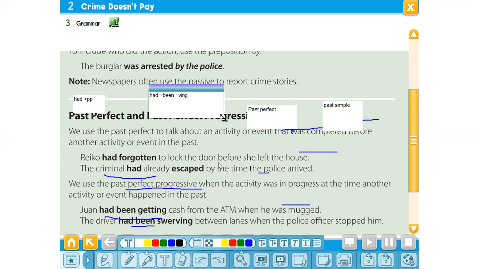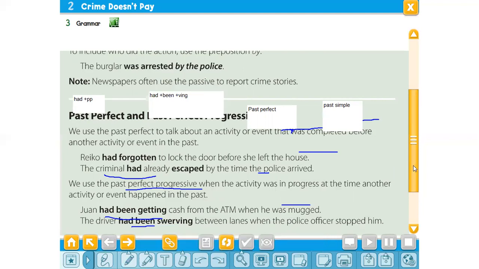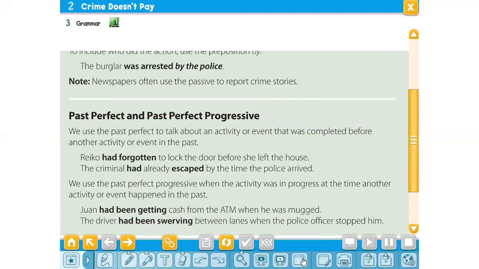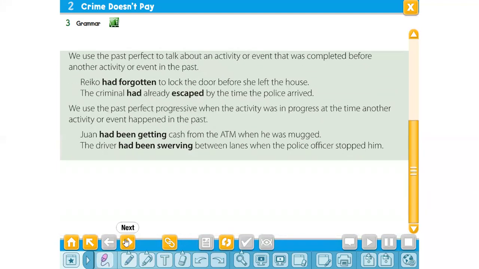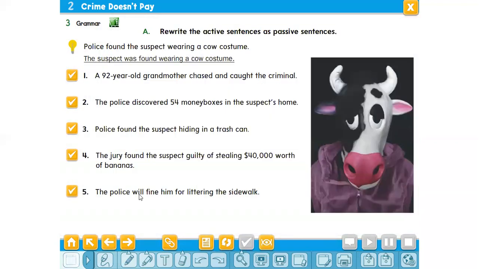Clear now? Any question? Okay. We will clean the board now, and we will answer the exercise. Exercise number A, rewrite the active sentences as passive sentences.